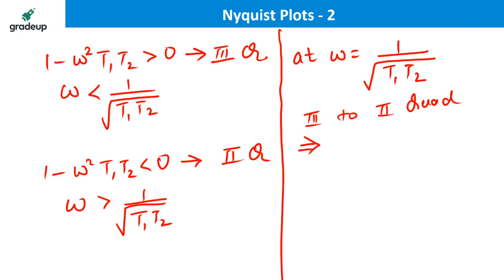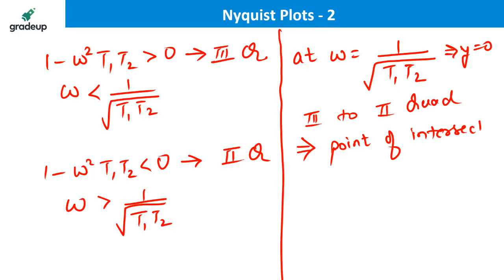And when you go from third quadrant to second quadrant, what is the axis that you cut? y becomes 0 and you cut the x-axis. Which x-axis? Third to second, that means the negative x-axis. So this is the point of intersection with the negative x-axis, the negative real axis.